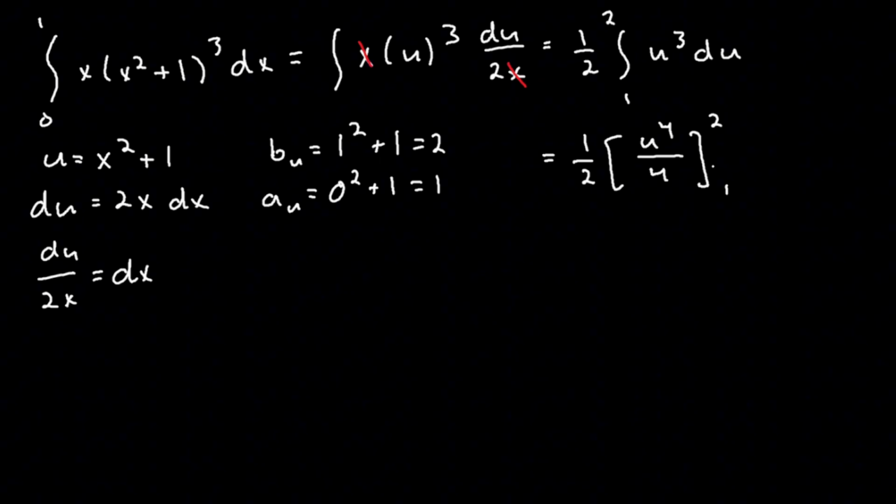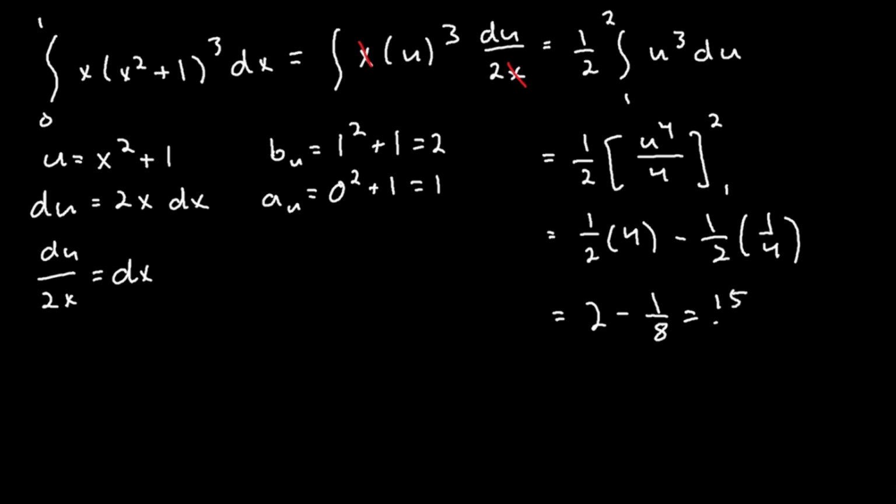So right here, if we plug in 2, we get 1/2 times 2 to the power of 4 over 4, which is simply equal to 4. So we have 4 here minus 1/2 times 1 over 4. And all this equals 2 minus 1/8, which is equal to 15 over 8. So this right here is the right answer.